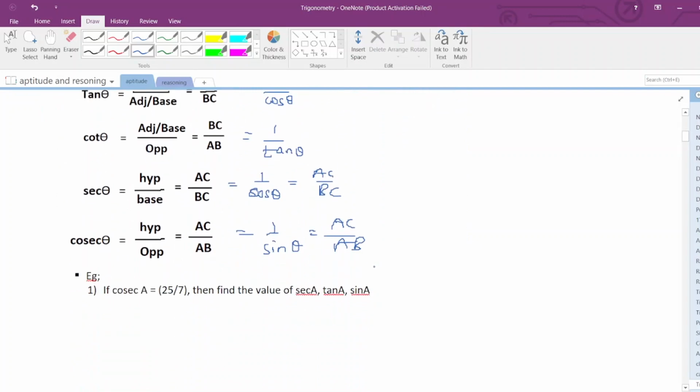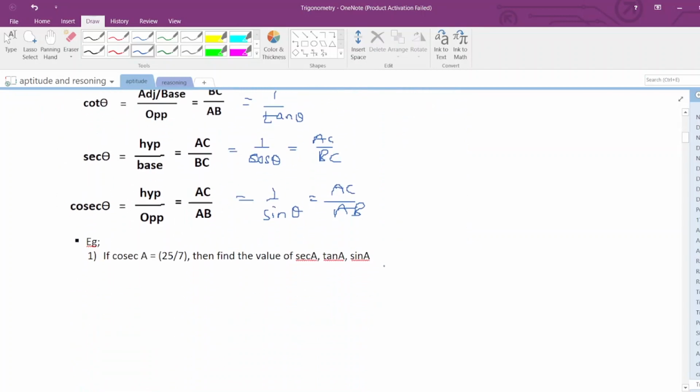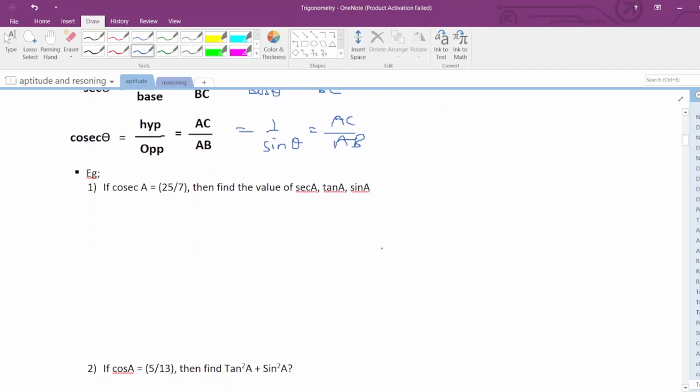Please remember all this. Now we move into the questions, how to solve trigonometry ratios based questions. See here, just read the first question. If cosecant A is equal to 25 by 7, then find the value of secant A, tan A and sin A. First of all, write the right angle triangle. Let's take this as A, this as B and this as C. Consider this as theta.